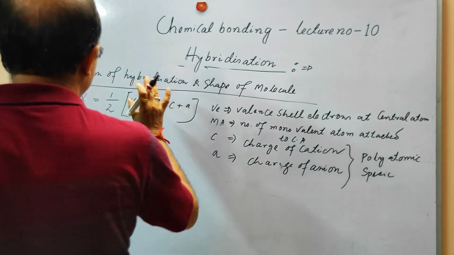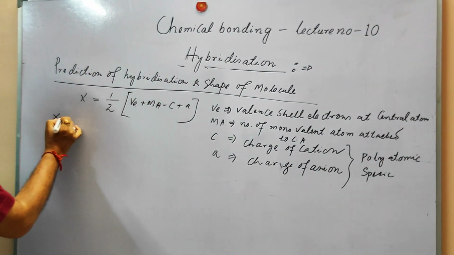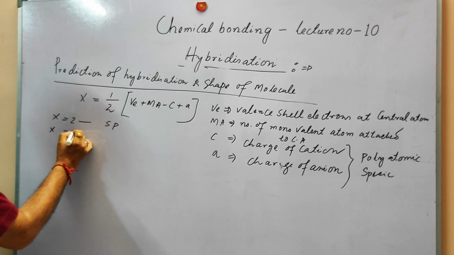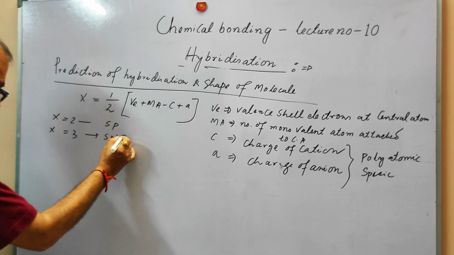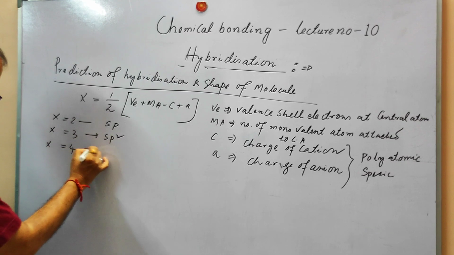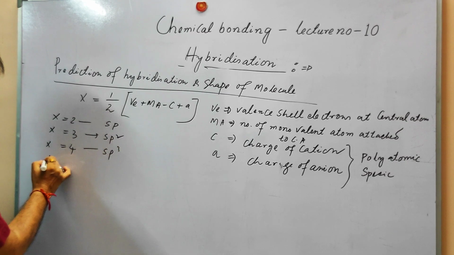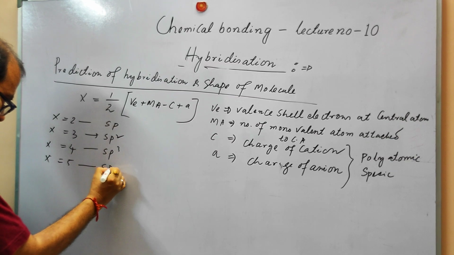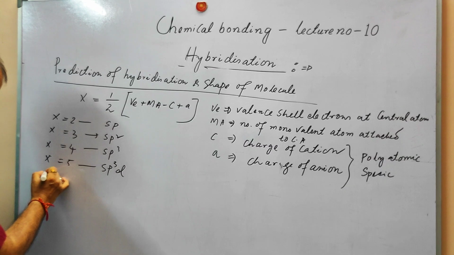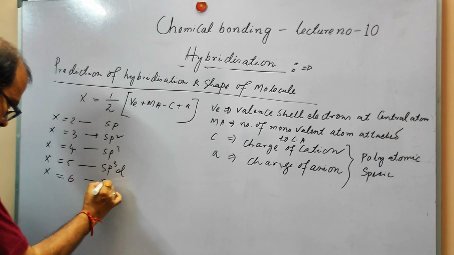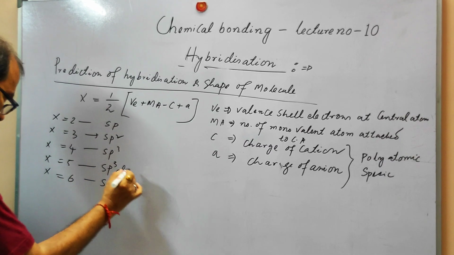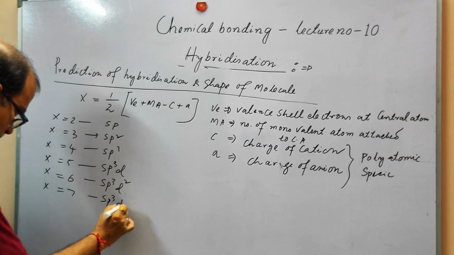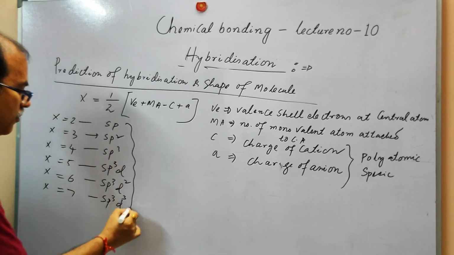From this we can predict X. When X is 2, it means sp hybridization. X is 3, it will be sp2. X is 4, it is sp3. X is 5, it is sp3d. When X is 6, it is sp3d2. When X is 7, it is sp3d3. So this is a very, very important thing.